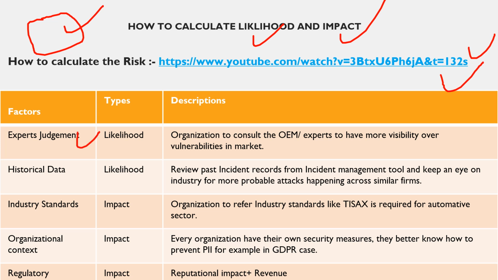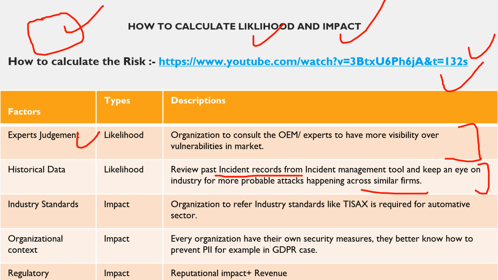The organization should consult OEM experts to have more visibility over vulnerabilities in the market. Next, we can check the historical data. Historical data has two options. Number one is reviewing past recorded incidents, and secondly, keeping an eye on patterns of attack happening across similar firms. So these are the likelihood cases.